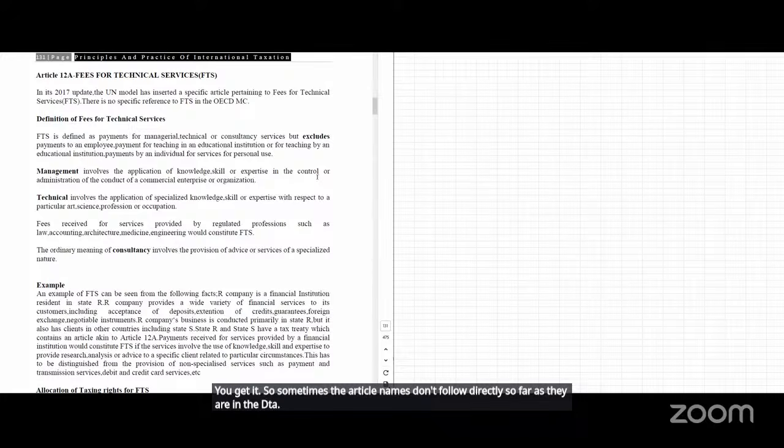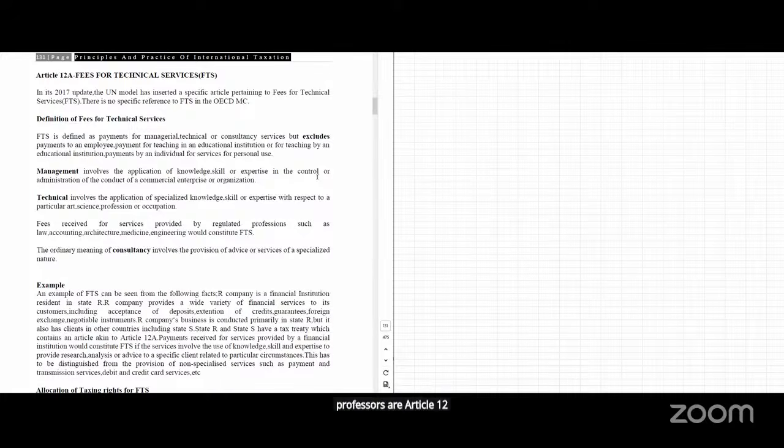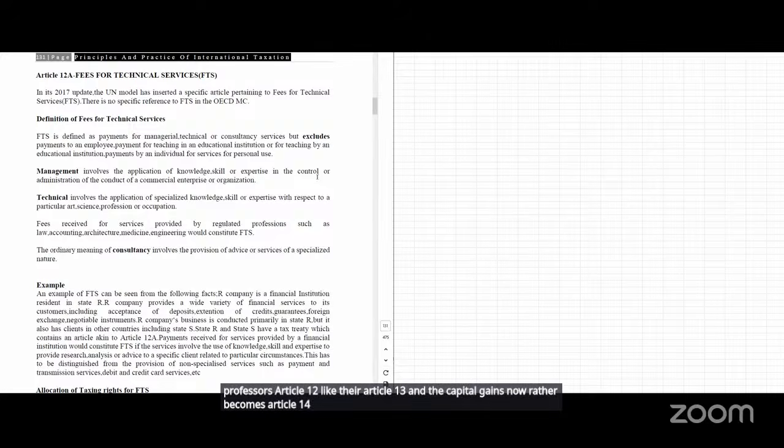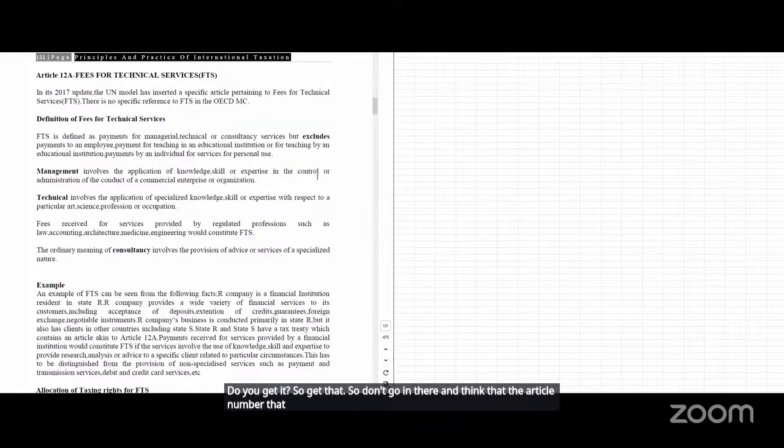Some DTAs, when they introduce it, I've seen where the teachers and professors are Article 13, and the capital gains now rather becomes Article 14. So it can be shifted. All you need to know is the name of what they are telling you, not the number of the article. Because in some DTAs you go and see Article 8 rather as business profit. So don't go in there and think of the article number that they told you, look at the name of the income they mentioned.